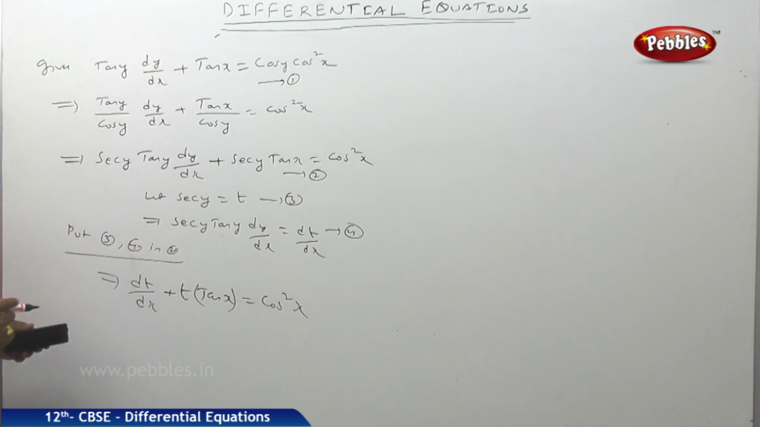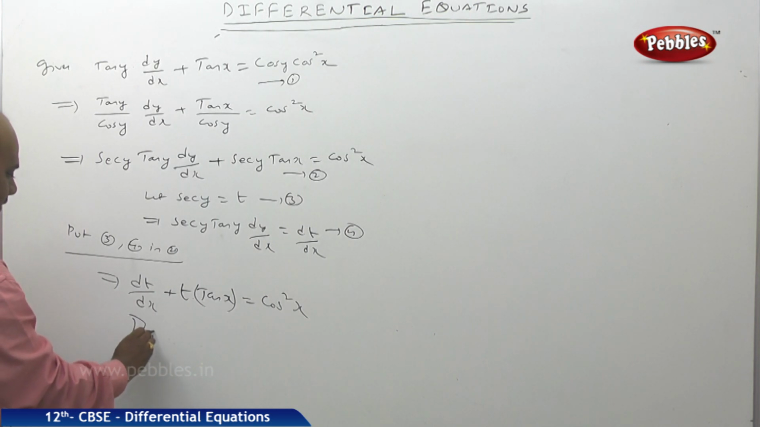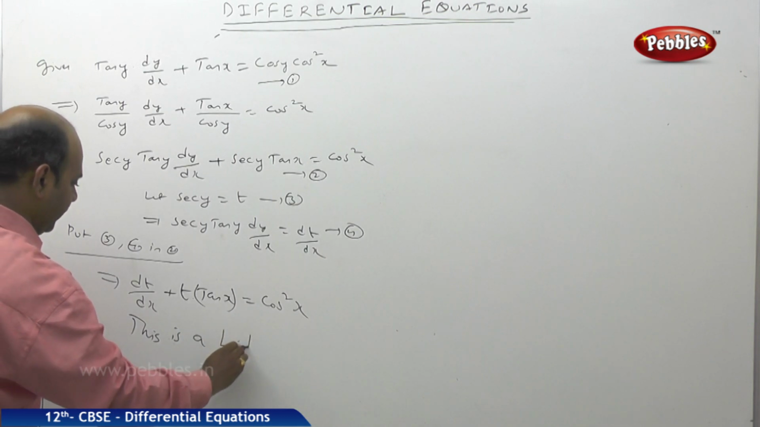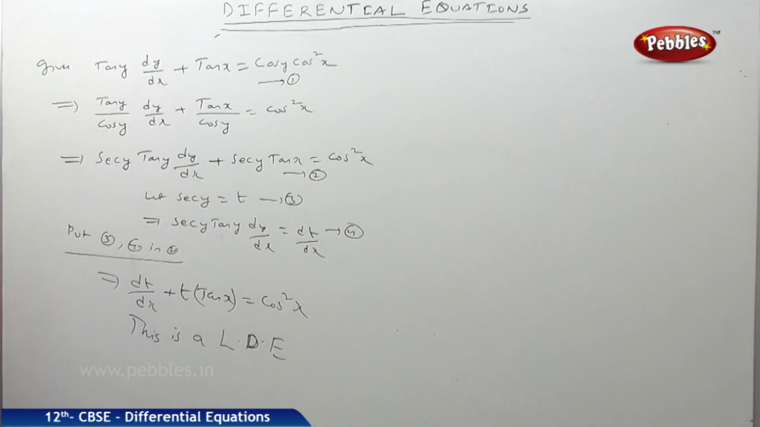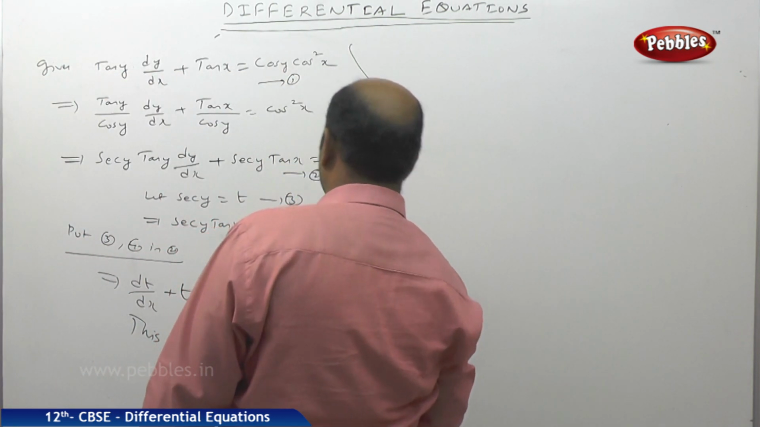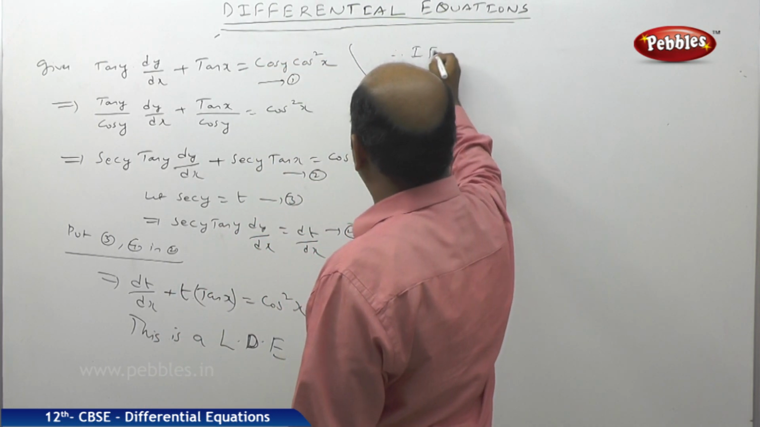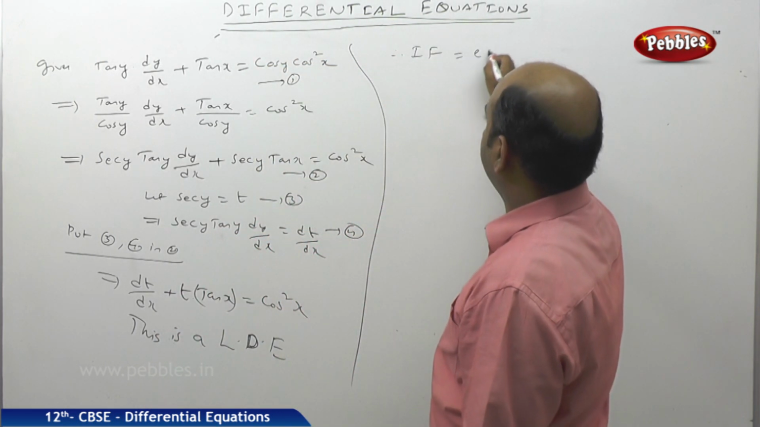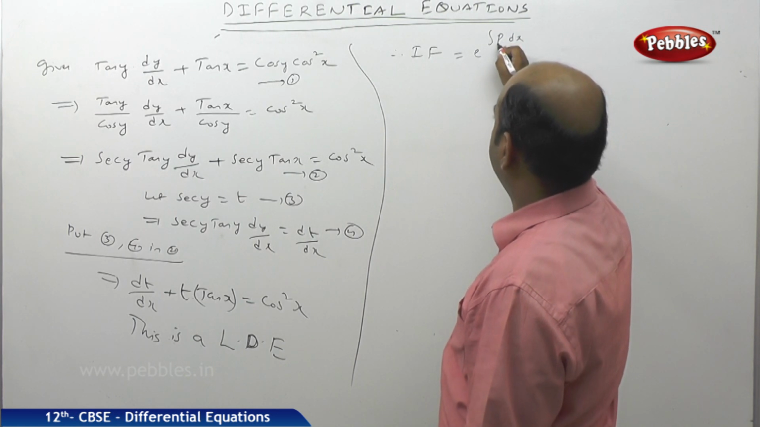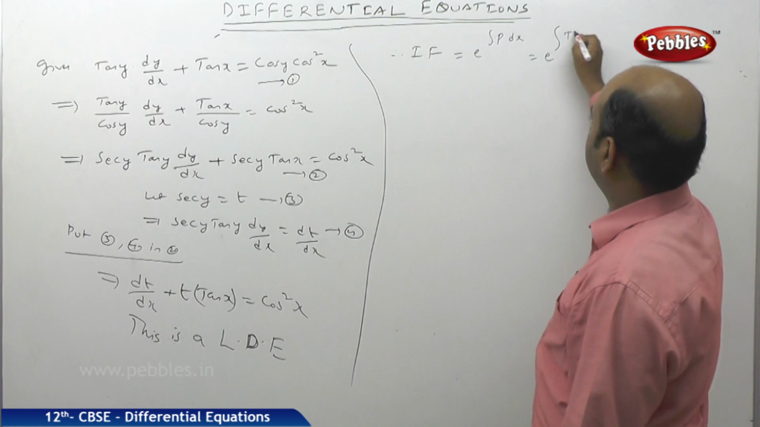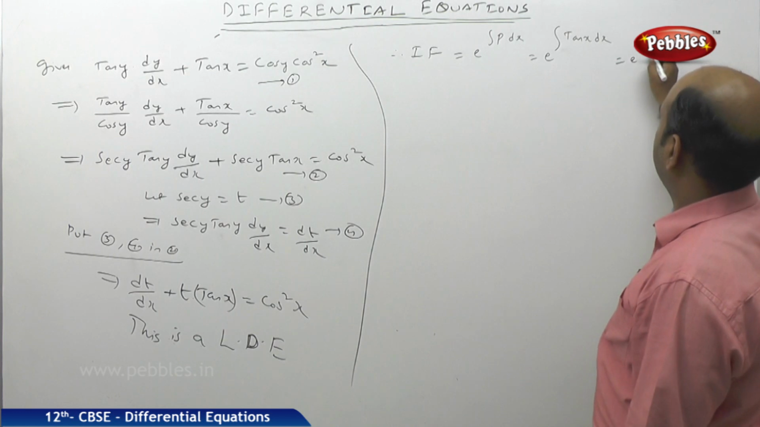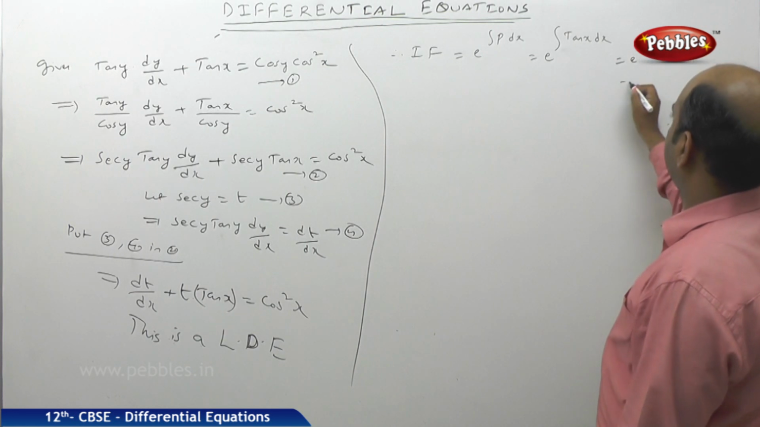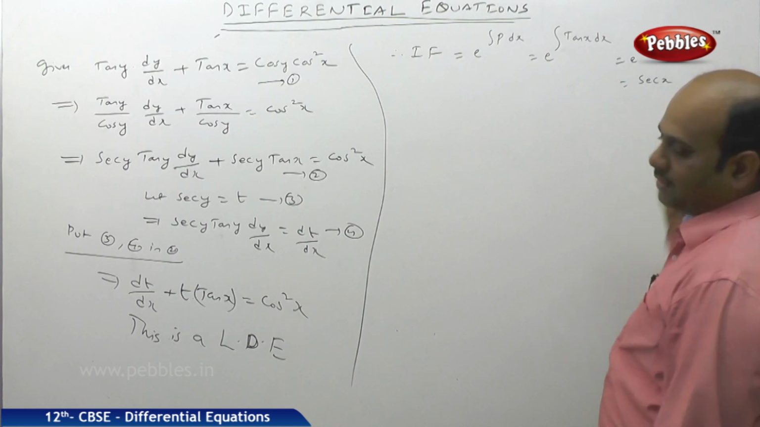If you observe carefully, this is a linear differential equation in t, an LDE. To solve it, first we need to find the integrating factor. Integrating factor means e to the power integral of p dx. Here p is tan x, so e to the power integral of tan x dx. The integral of tan x is log mod sec x, so e to the power log mod sec x gives sec x.